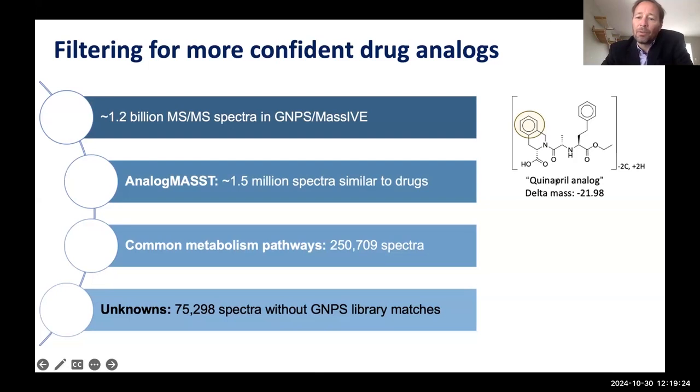We then get a quinapril analog, and the mass difference between quinapril and this analog that we see from these spectra matches up to 2 carbons and 2 protons. But then when we search the public library against the GNPS libraries, we find that it also matches to ramipril. And so this is where that C2H2 difference comes from. If we have a match to a known molecule, we then remove this analog match from this library as well. So that resulted in a total of 75,000 reference spectra that are really likely going to be metabolized versions of these drugs.